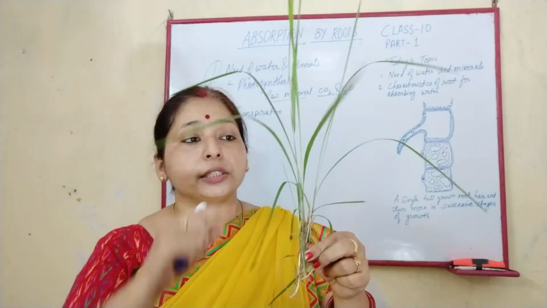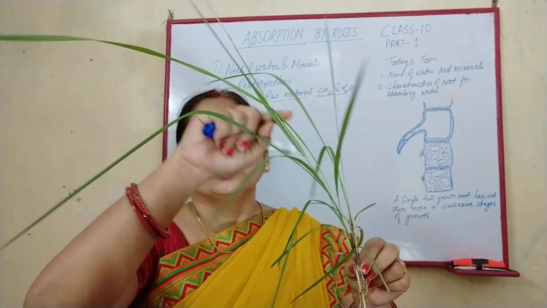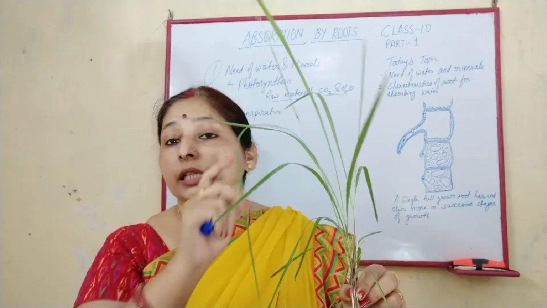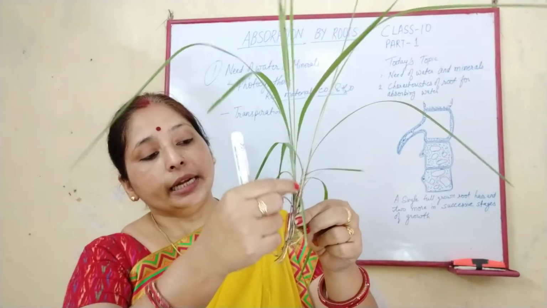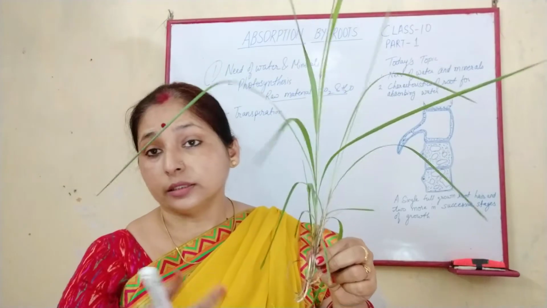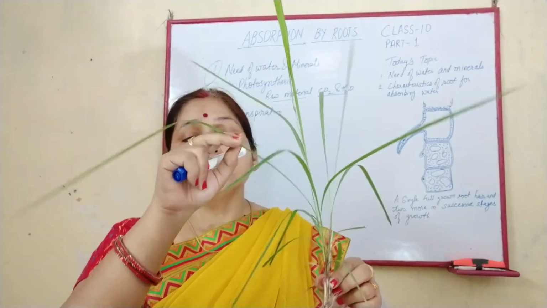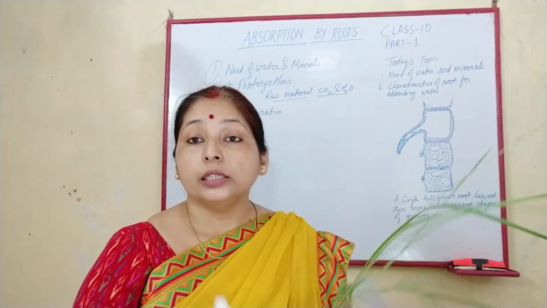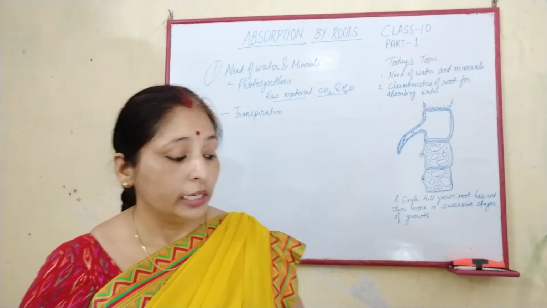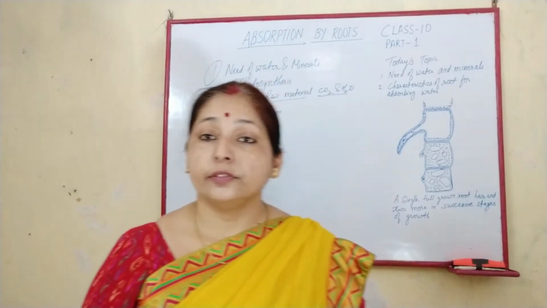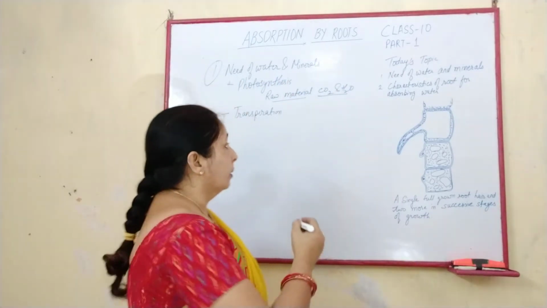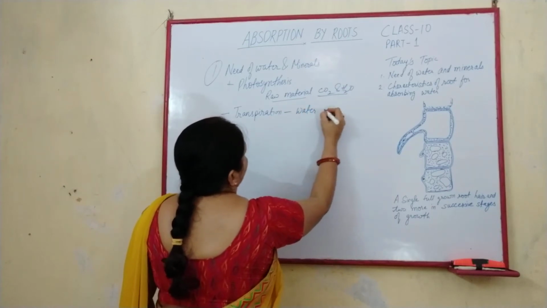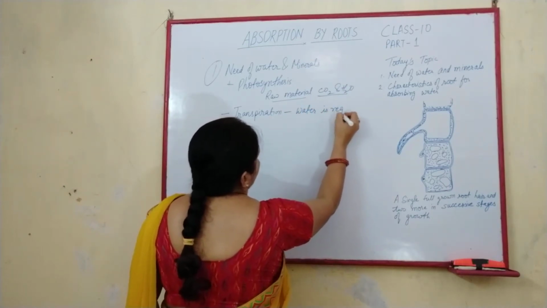So transpiration is the evaporation of water from the surfaces of the leaves, and if the stem part is also green, then the green part of the stem also, because they contain stomata on the surface. So transpiration is another physiological process in which water is the main component, or water is required. Water is required for this process.